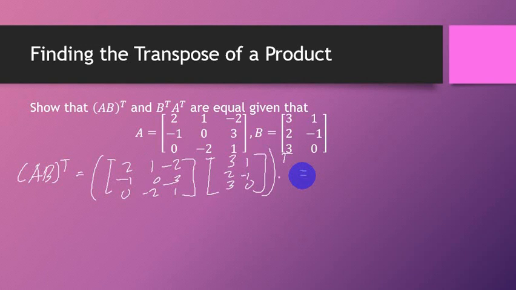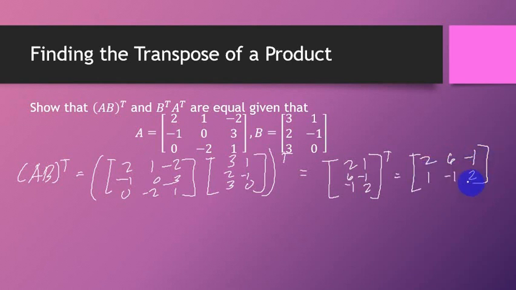Multiplying these two, which I will leave to the viewers, we're going to get the matrix 2, 1, 6, negative 1, negative 1, 2. Finding the transpose of this matrix will lead us to the 2 by 3 matrix 2, 6, negative 1, 1, negative 1, 2. Let's see if it will be equal to B transpose A transpose.